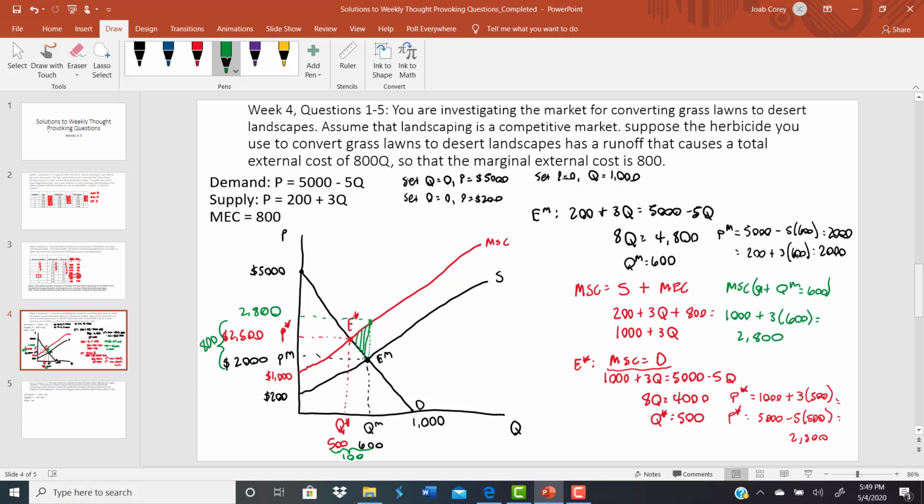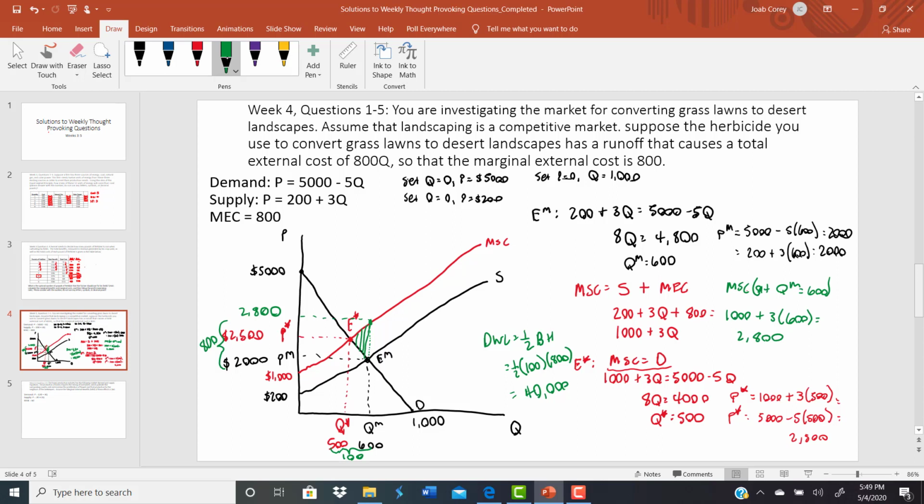So our deadweight loss, which I'll do over here, is equal to 1/2 base times height, or 1/2 times 100 times 800, or 1/2 of 80,000, which should be 40,000. All right, so that's the answer that you are looking for when calculating that deadweight loss. So that's how you do it.